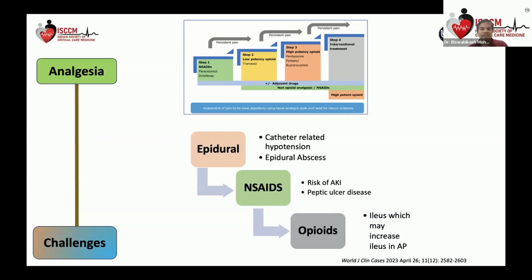About the NSAID, the risk is AKI and peptic ulcer disease. Opioid is a very good analgesic, especially in pancreatitis, but it has a downside. It causes ileus, which may worsen the ileus already existing in pancreatitis. It can also increase the intra-abdominal pressure.